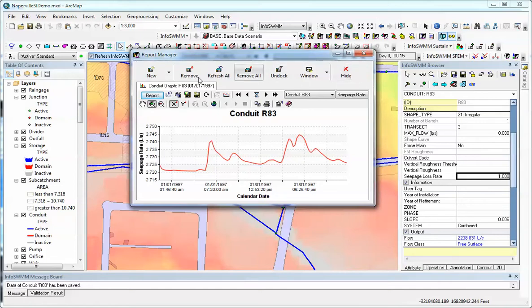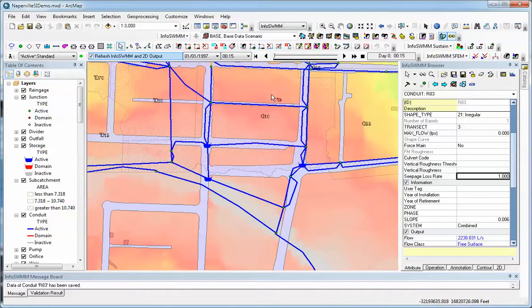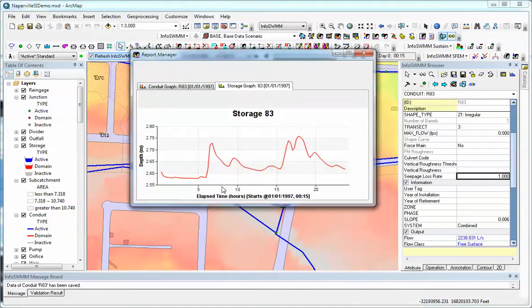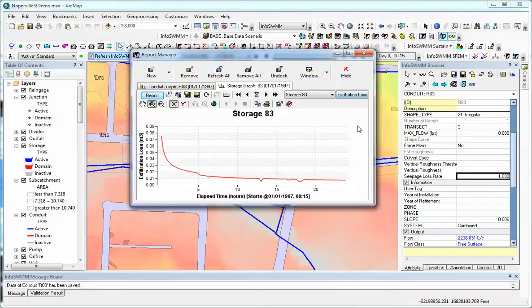Same thing for the storage node. We click over here on storage graph, and we have depth and exfiltration. It's called exfiltration loss in storage graph. So exfiltration in cubic meters out the sides.